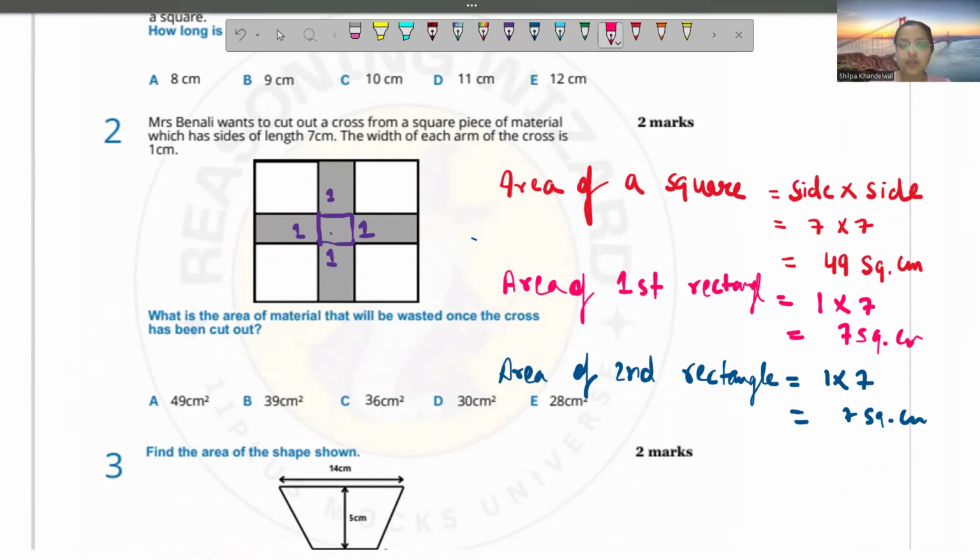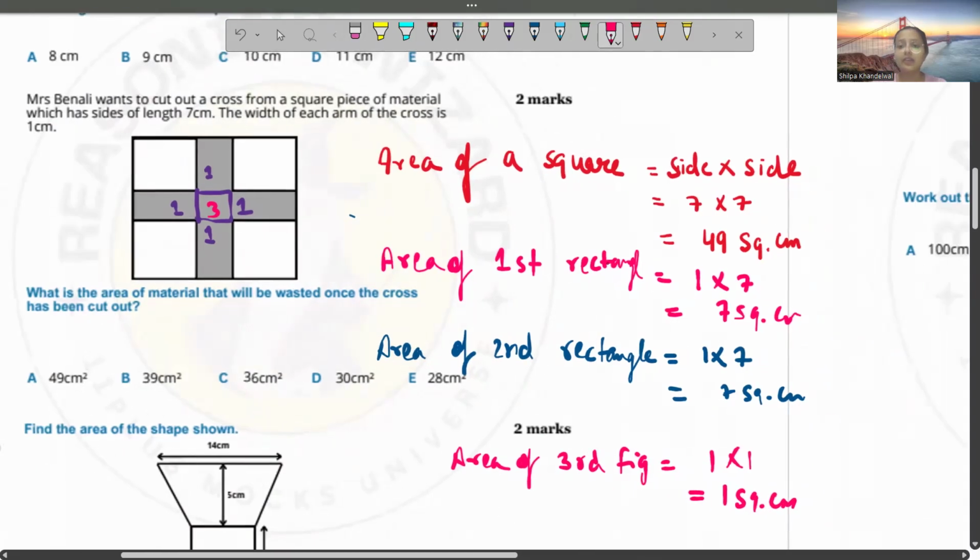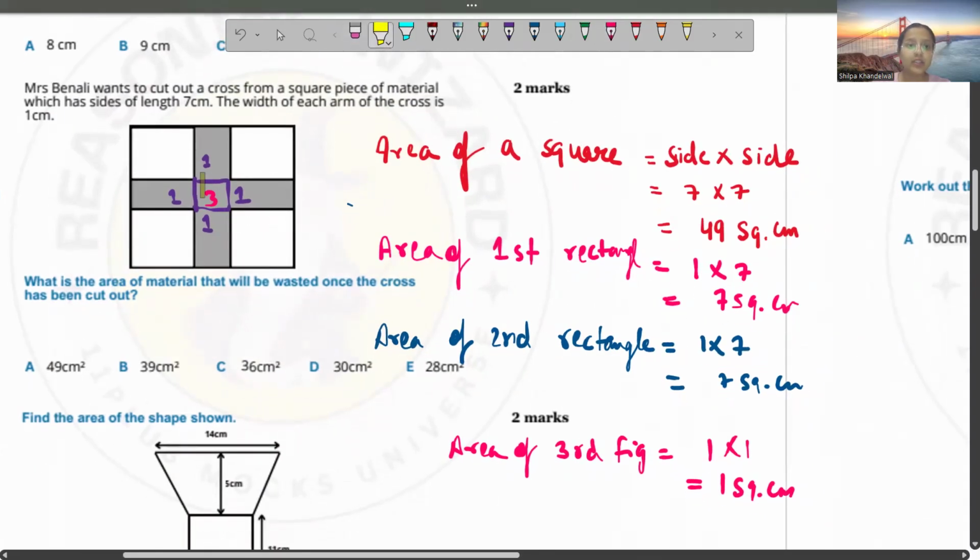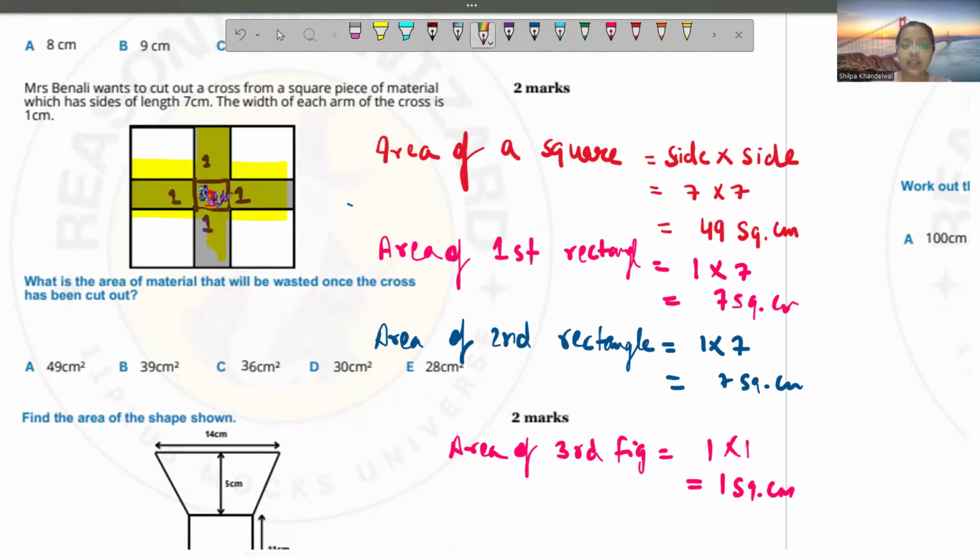So now you know that the area of a square which has 1 centimeter as its sides is nothing but one only, because one times one is one, right? So the area of this third figure, if I mention it as 3, it's basically the third square or I can write the third figure, right? So that would be 1 times 1, which is nothing but 1 square centimeter. Now all we have to do is add all these together, which means this rectangle, and from it we have to remove this extra square.